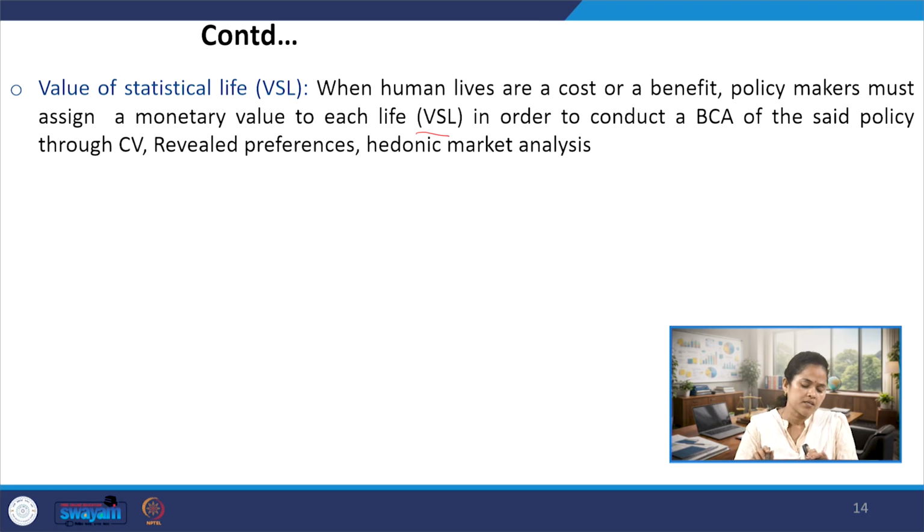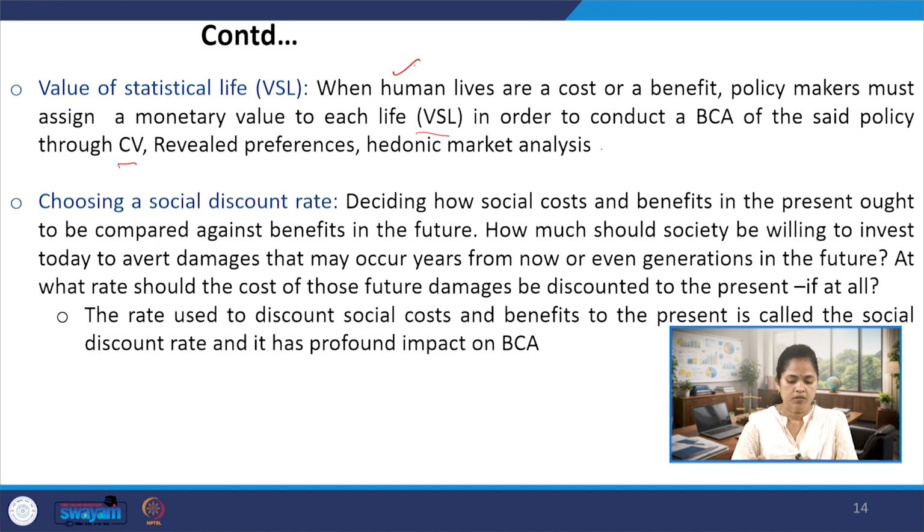And for this analysis, the other tools which are required are your contingent valuations, revealed preferences, or hedonic market analysis, through which we can find this. Okay, and it would be helpful in the benefit cost analysis. So the other aspect that we need to take into account is choosing the social discount rate.